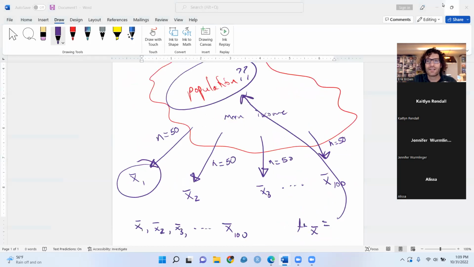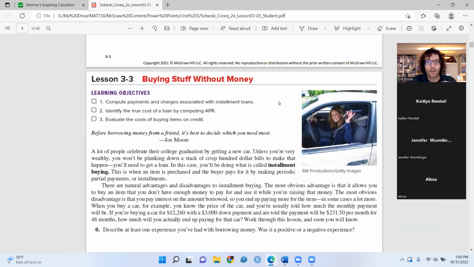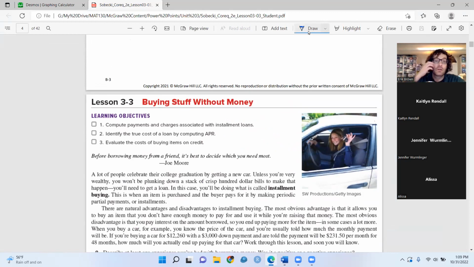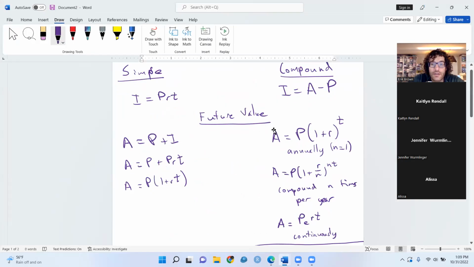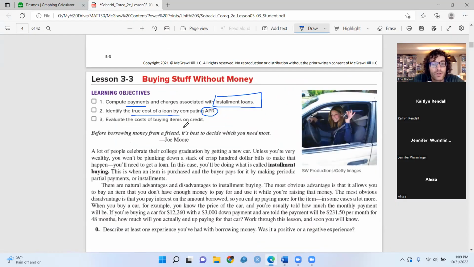All right, let's do it. So today we're going to buy a car. And then look at some crazy stuff with credit cards. So what's happening here is we're going to look at payments for installment loans. And then we're going to look at the true cost of a loan by computing APR, which is the annual percentage rate, which is related to this formula, compounded once per year. And then we're just going to look at evaluating the cost of buying things.